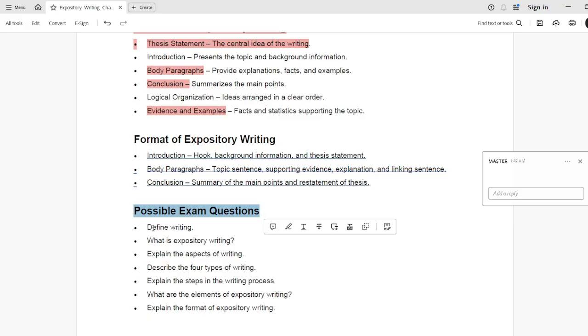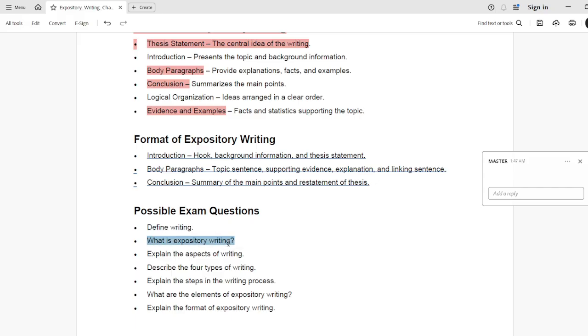Define writing. Okay, as you all know, we have just completed the whole presentation, and if the questions come from these slides, then you can easily go through all these important questions which are in front of you. So you can have a very quick look at the questions. Define writing. Okay, writing is a process to communicate ideas. And what is expository writing?